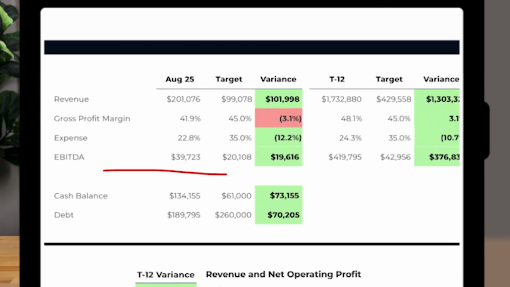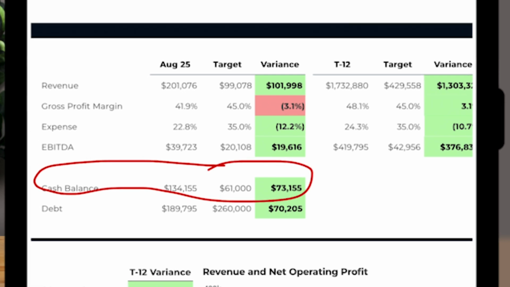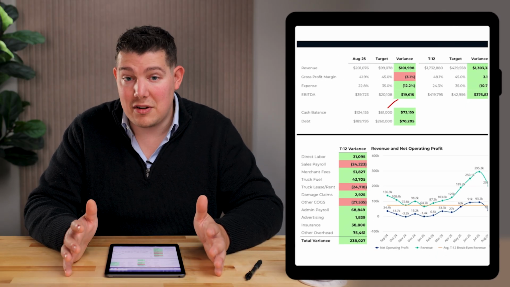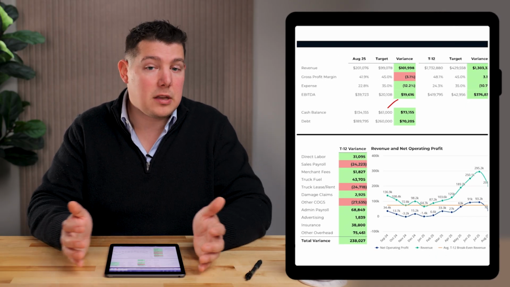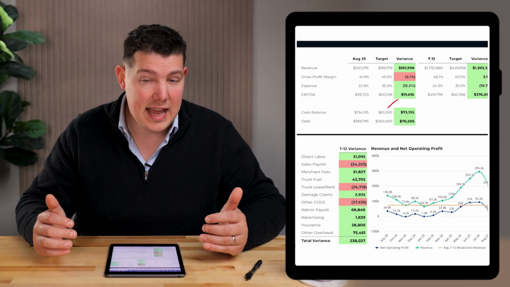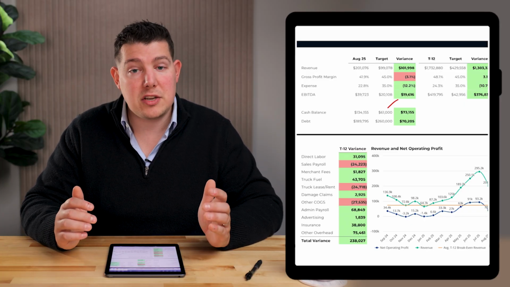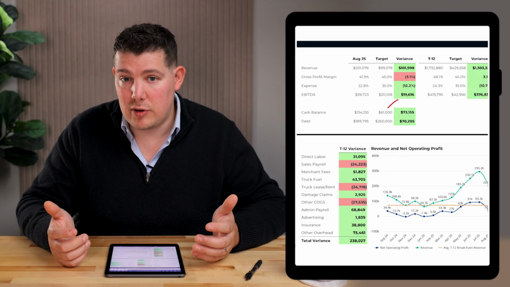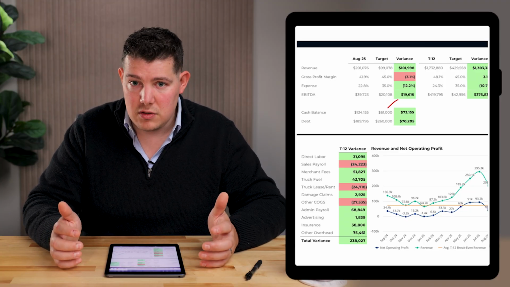The next section we're going to talk about is this cash balance. Now we have a formula that allows us to understand what this cash balance needs to be to make sure that you're going to be able to weather the winter season. In a moving company, usually the winter season is when you're bleeding cash flow a little bit. And so we want to make sure that you always have enough cash to sustain that winter period. So we automatically create a target cash balance for you.